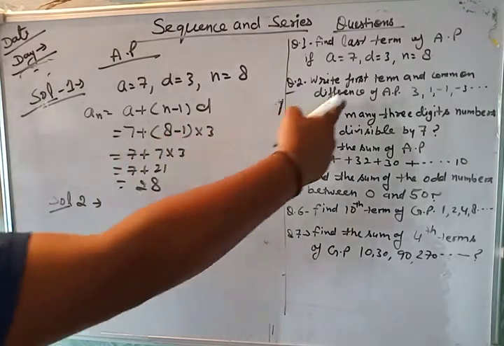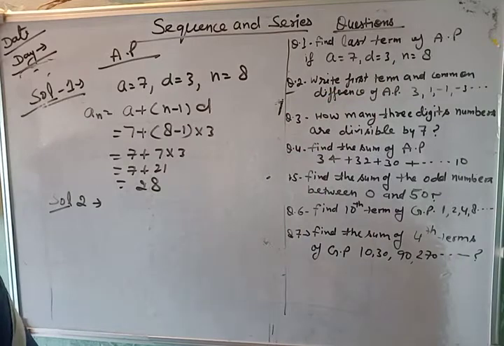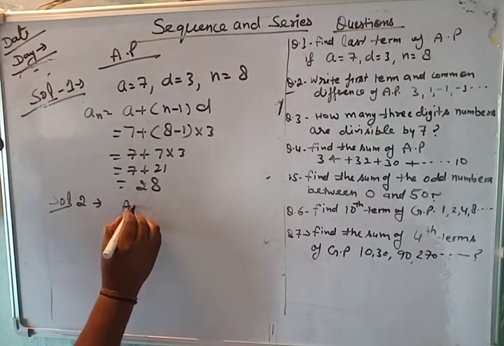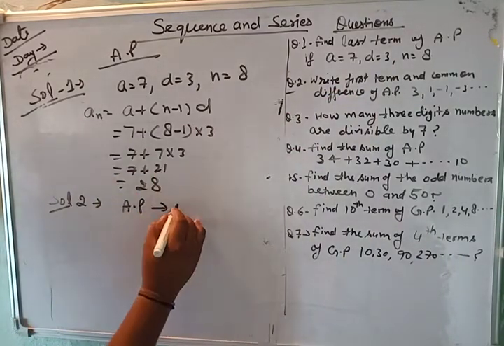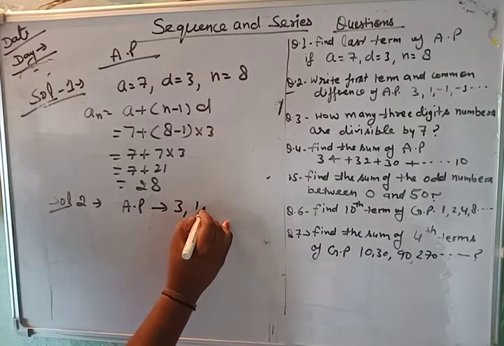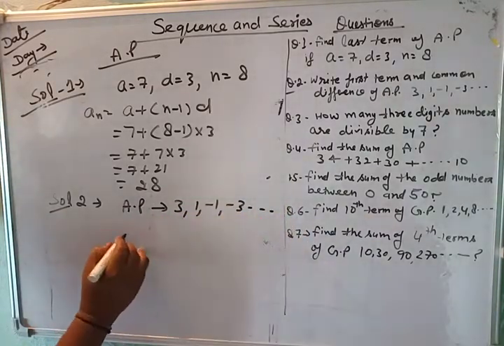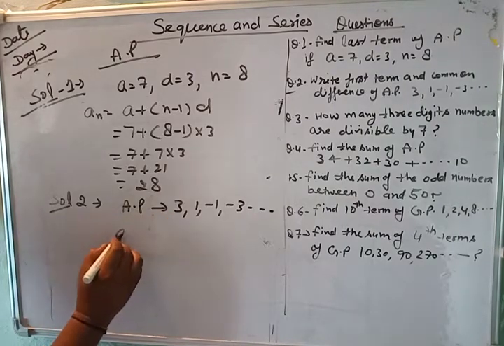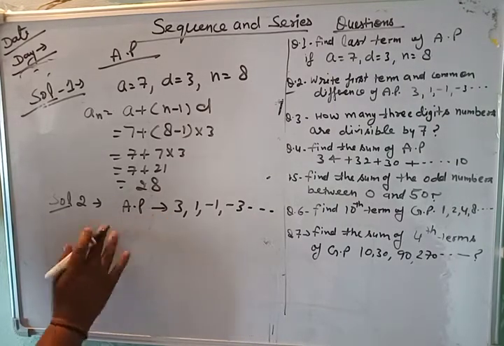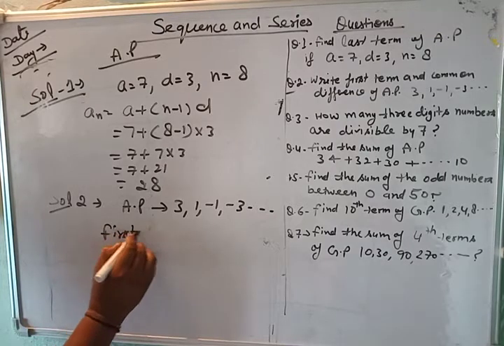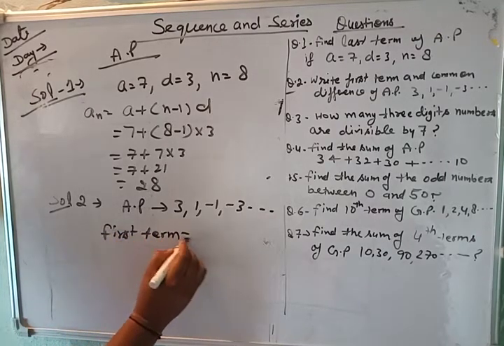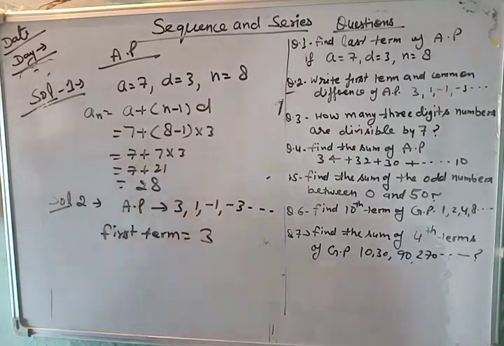Solution of the second question. We will find the first term and common difference. We have an arithmetic series 3, 1, minus 1, minus 3, and so on. Then the first term is equal to 3. Write it down.